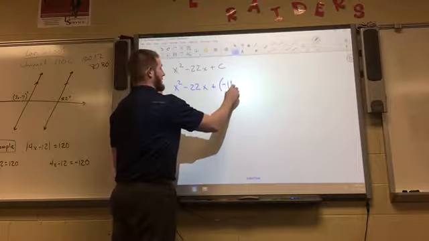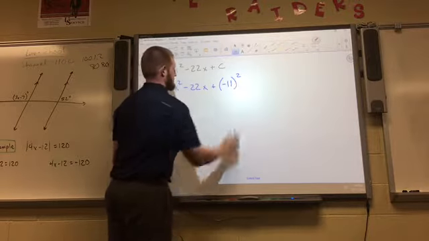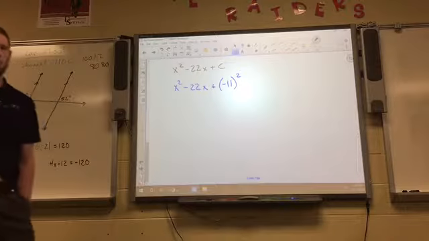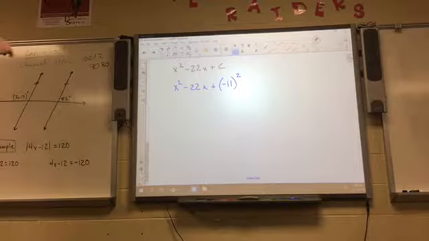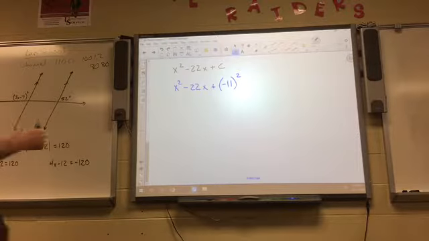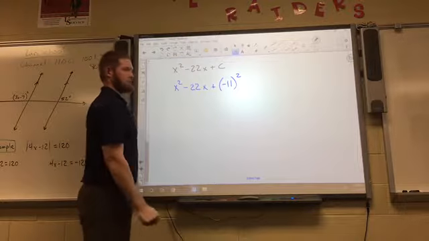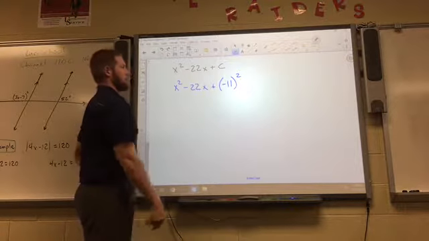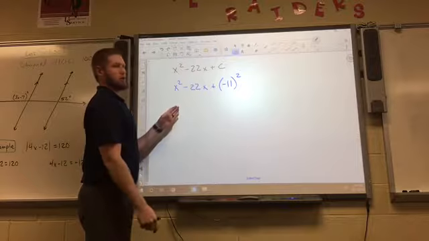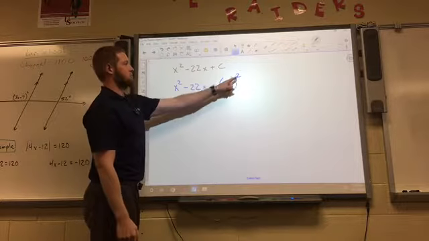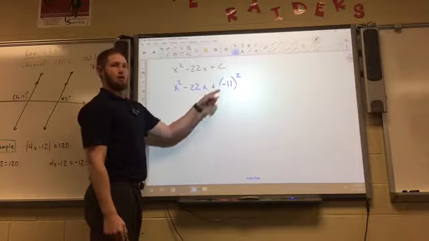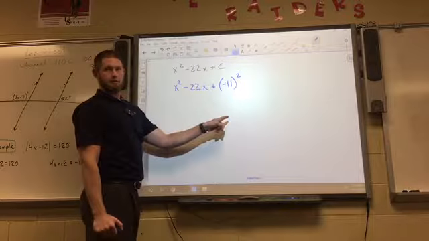Negative 11, negative 11, negative 11 squared. If you want to take that extra step and write negative 22 over 2, that's fine. Do whatever it takes. Hey, if you're ready to skip that step, I'm okay with that as well. From here, is it necessary to square this? No. I should be able to just go right to my factored answer, right?